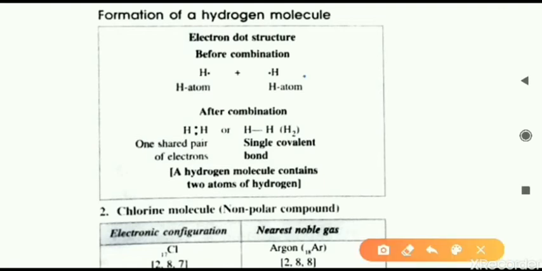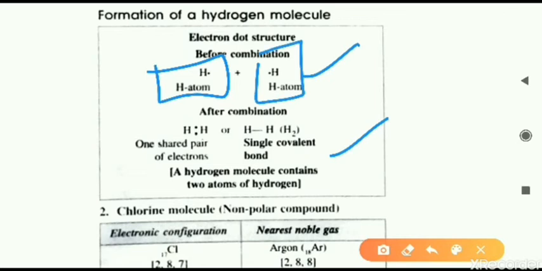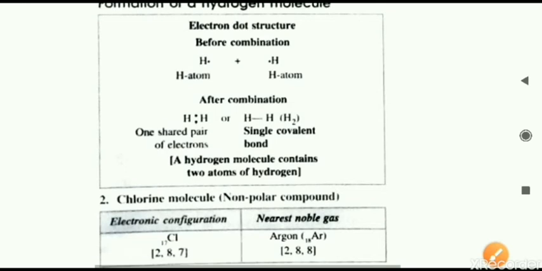So you can see here the electron dot structure before and after the combination. An individual hydrogen atom has one electron in its valence shell. Its atomic number is 1. Another hydrogen atom is also providing one electron. So both the hydrogen atoms will share their electrons, and as a result an electron pair will form that will lead to a single covalent bond. So that is a simple one.